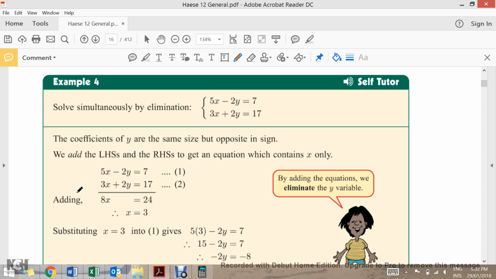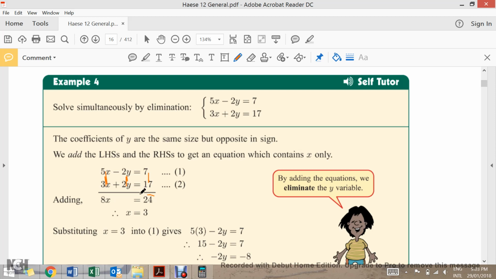So here we go. 5x take 2y equals 7, 3x plus 2y equals 17. If we add these equations together, literally just straight down, so x's with x's, y's with y's, and constants with constants, find out what you get. 5x plus 3x will give you 8x. The minus 2y plus the 2y will cancel out and you've got no y's left. Then last of all, 7 plus the 17 will give you 24.